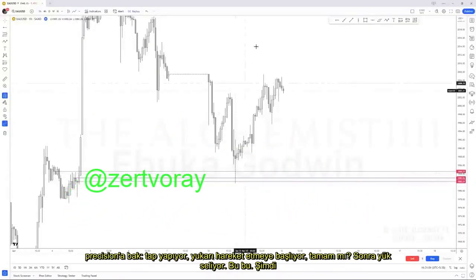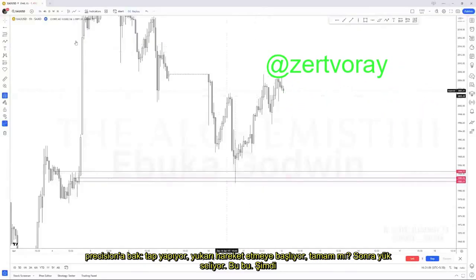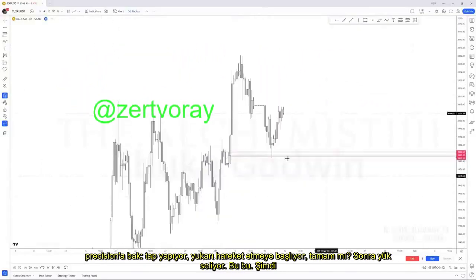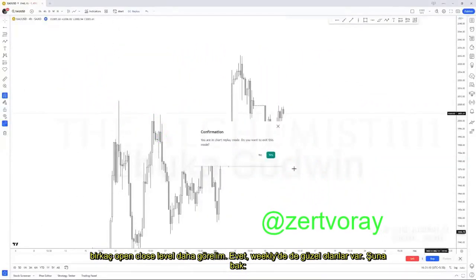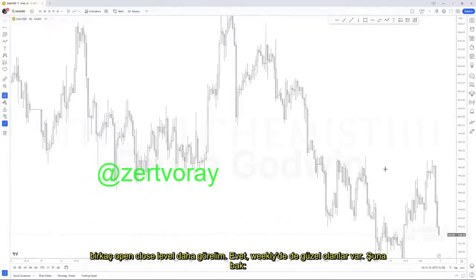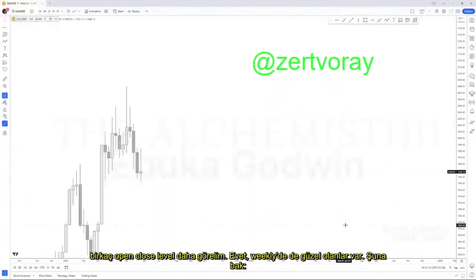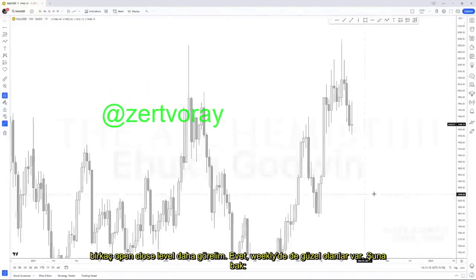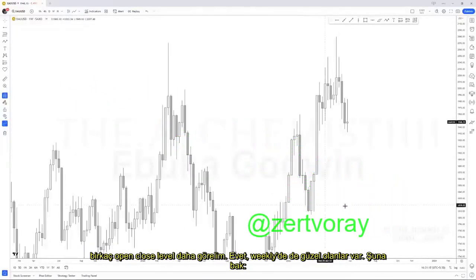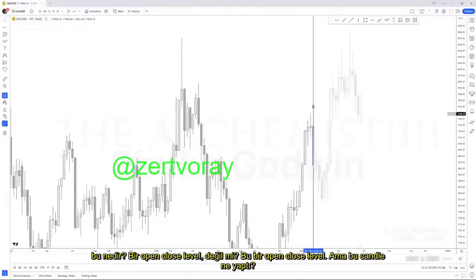See that? Look at the precision. It taps and starts to move up. So that's that. Let's see some more open close levels. On the weekly we had some good ones. Look at this one.